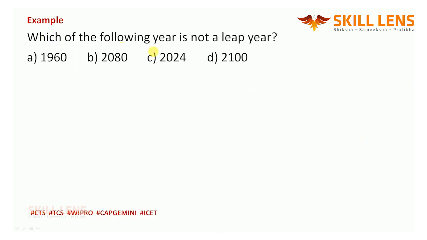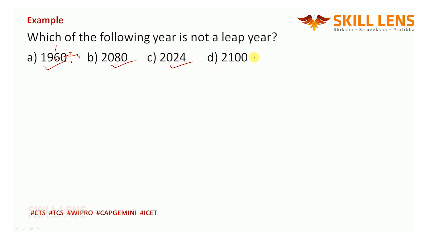Baby question: which of the following years is not a leap year? Guys, look here. 1960 is a leap year, so this is going to divide with 4. 4 ones are 4, I am left with 3. Yes, it's a leap year. 2080, 80 is going to divide with 4. Yes, it's a leap year. 2024 is going to divide with 4. Yes, it's a leap year.